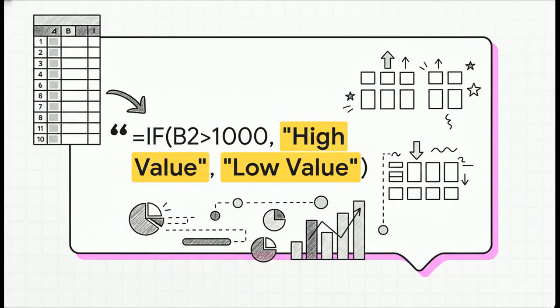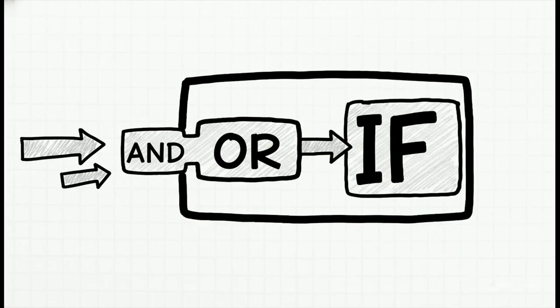And here's a perfect example of it in action. This formula is looking at the value in cell B2. If it's over 1,000, it automatically labels that sale high value. If it's not, it gets labeled low value. Now just imagine applying that to thousands of rows in a split second. You've instantly segmented all your data. But this is where it gets really, really cool.